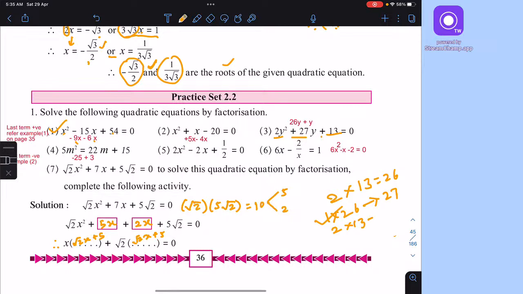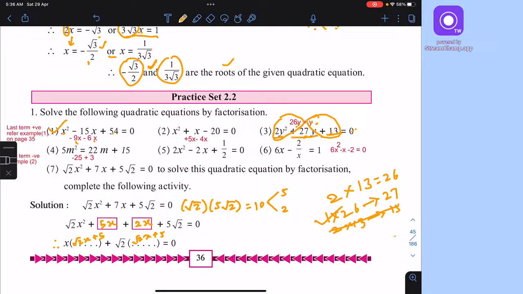13 and 2 if you add, it becomes 15. Middle term is not 15. So this is not used. So you can write 2y square plus 27y plus 13 equal to 0. Therefore 2y square plus 26y plus y plus 13 equal to 0. This 27y is split as 26y and y. And then from this you have to see what is common, and from this you have to see what is common. Go ahead.